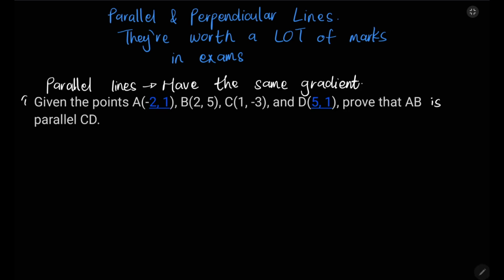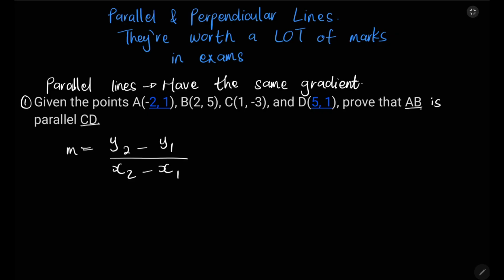Now let's start with the first example. Given the points A, B, C, and D, prove that AB is parallel to CD. Okay, remember, parallel lines always have the same gradient. So to prove that these two lines are parallel, you have to find the gradient of AB and the gradient of CD. And if they are equal, if they have the same gradient, then these two lines are parallel. Now let's remind ourselves of the gradient formula. We have m is equal to y2 minus y1 all over x2 minus x1.